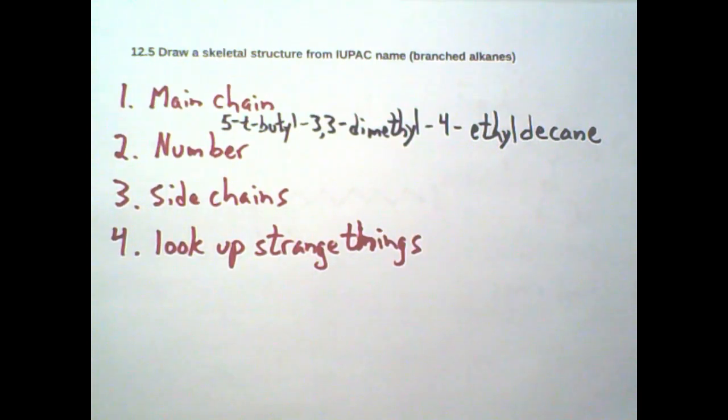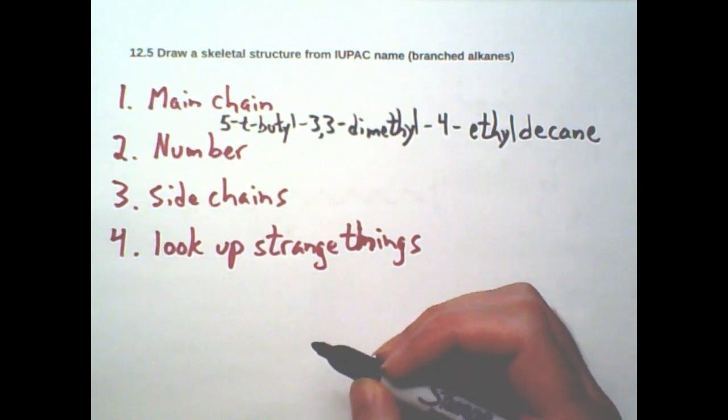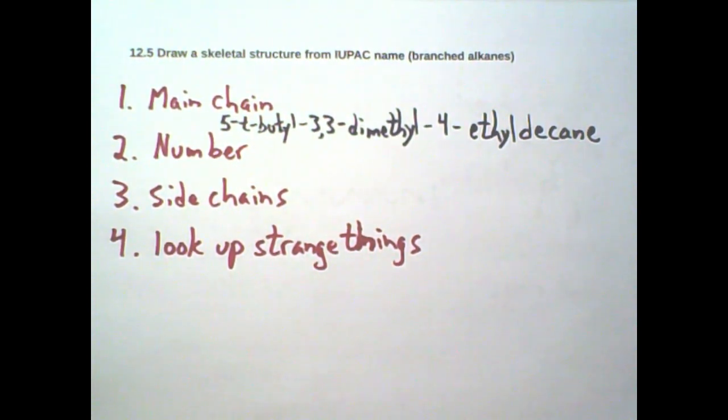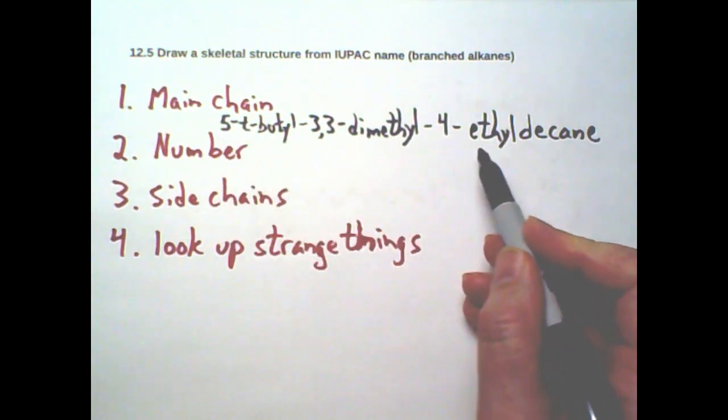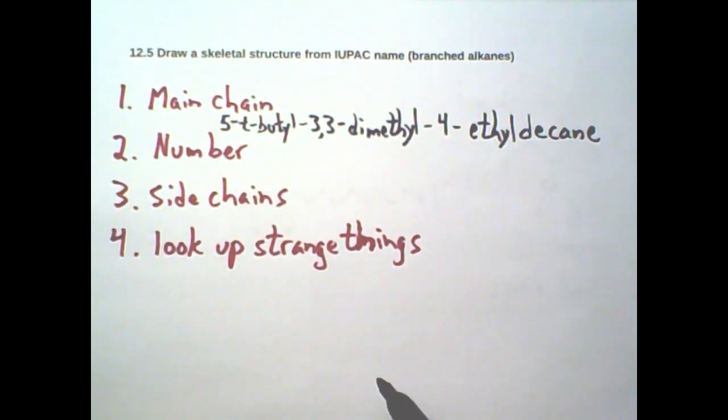Drawing constitutional isomers just takes some practice. If you do it on paper first, then you can turn that in to show your work on a test, and it also will help you make fewer mistakes when you're doing it electronically, because the electronic systems are more finicky. So we've got this crazy name for an alkane. But drawing it, we just follow the same steps every time.